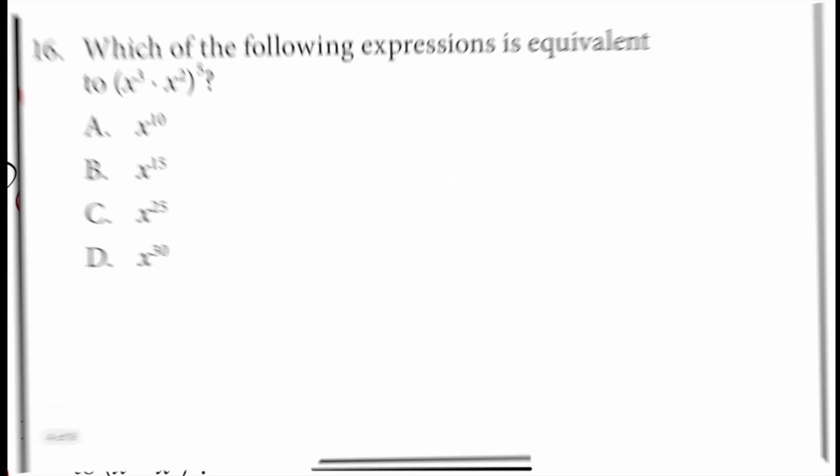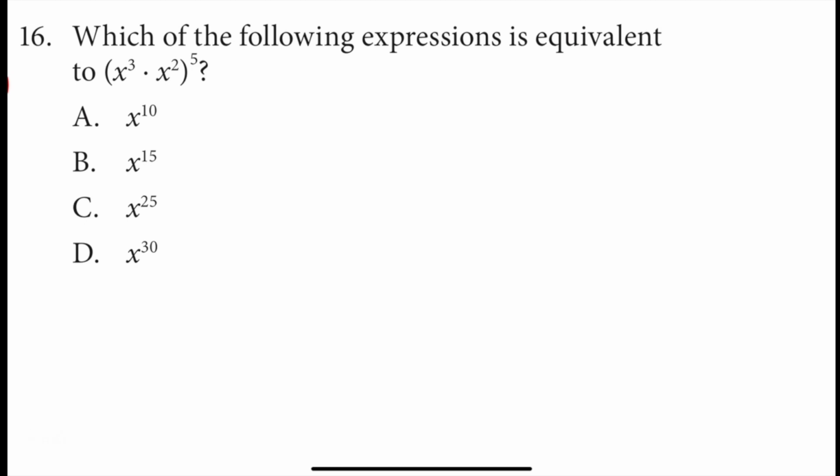Next one. More exponents. 16. Which of the following expressions is equivalent to this? First of all, there's a product on the inside. When you multiply two powers, what you do is you add the exponents. So you're going to get x to the third times x to the second is x to the 3 plus 2, which is 5. The exponent on the outside stays on the outside.